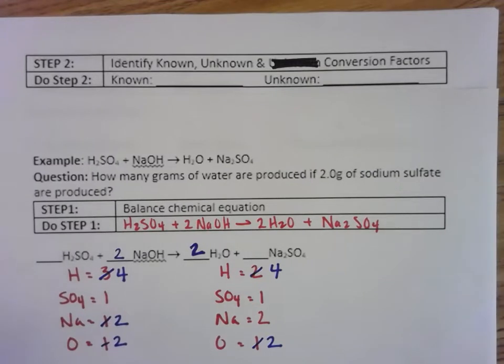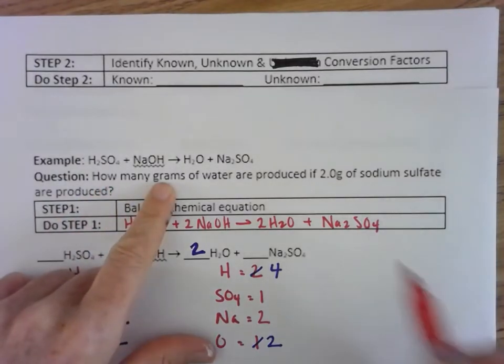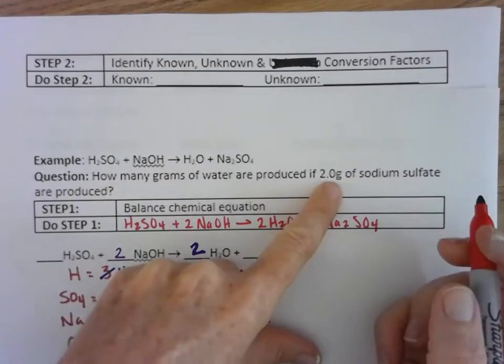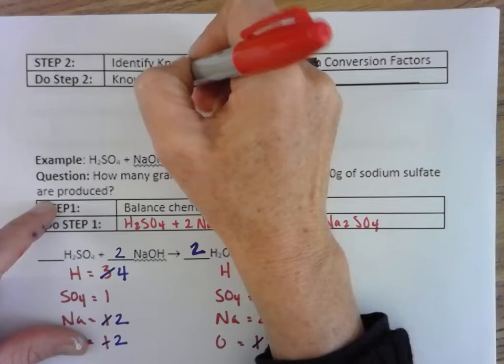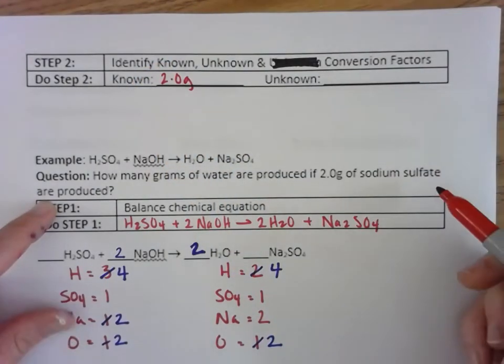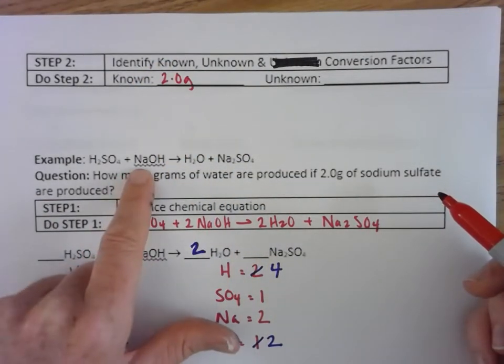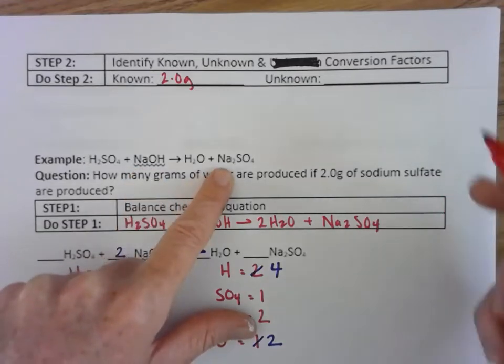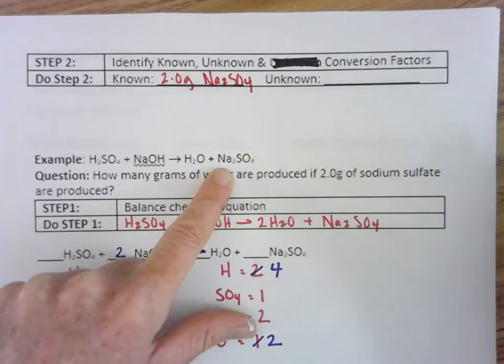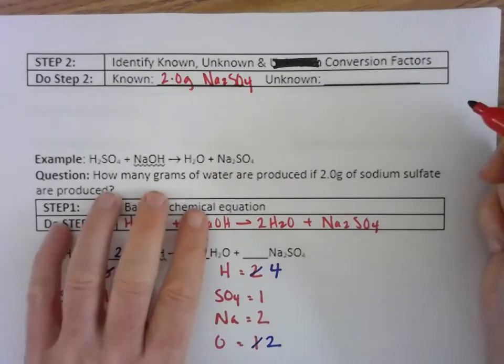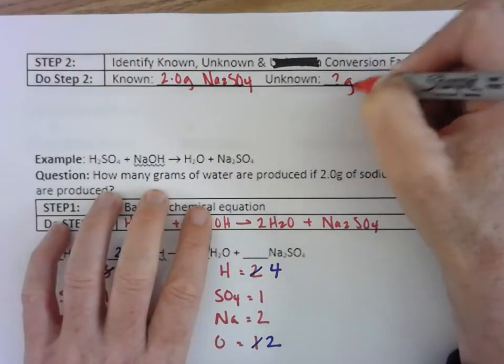All right, we have to go back to the question to figure out the known and the unknown. So it says, how many grams of water are produced if 0.2 grams of sodium sulfate are produced? So the known is definitely 0.20 grams. Now I got to figure out which one's sodium sulfate. That's sodium hydroxide, but this one is sodium sulfate, so Na2SO4. The unknown asks me, question mark, grams H2O.